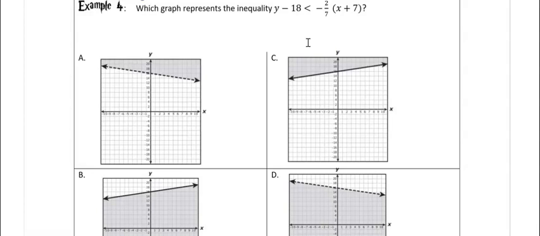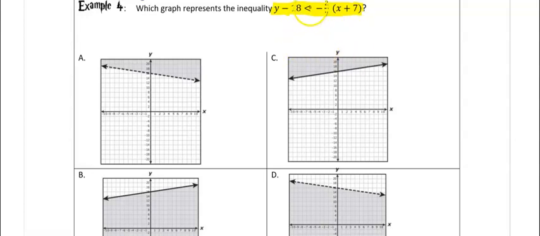Okay, let's look at example 4. Which graph represents the inequality y minus 18 is less than -2 over 7 times x plus 7? Okay, that's a real mouthful. But by the way, guys, this is the type of question that will be on the STAR test. So keep in mind how we're solving this, okay? We're going to use a few tricks up our sleeves to do this.